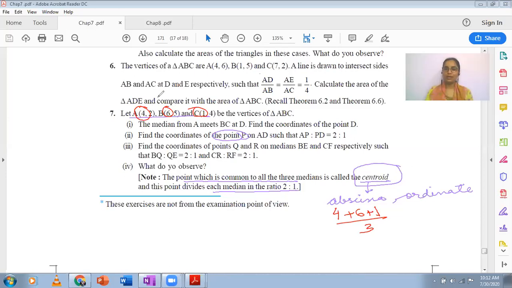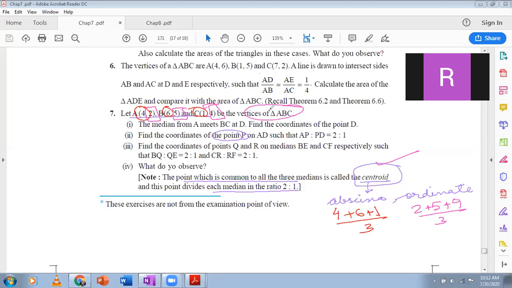And for the ordinate, add the ordinate. So you will take 2, 5 and 4. So 2, 5 and 4, add them and divide by 3. And the answer will be 11/3, 11/3. This is what we have. अगर आपको किसी triangle के लिए centroid find करना है, तो आप क्या करोगे? Add the abscissas of the 3 vertices, divide the answer by 3, and for the ordinate, add the ordinates and divide the answer by 3. Is it clear?